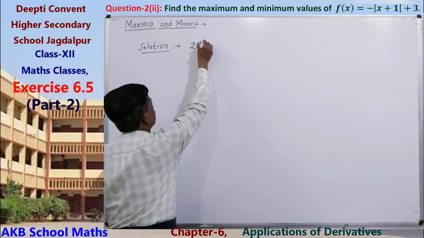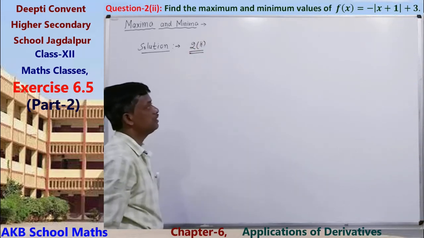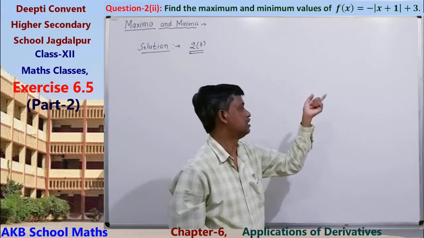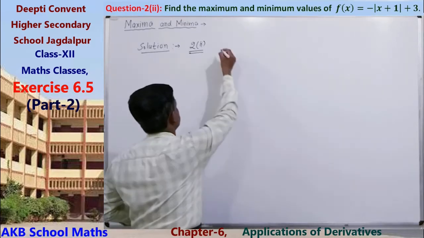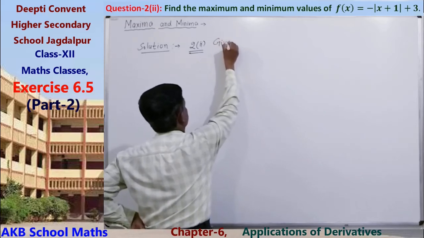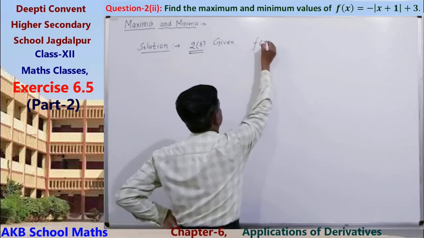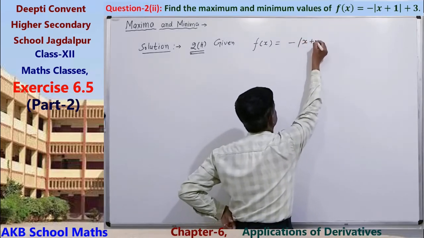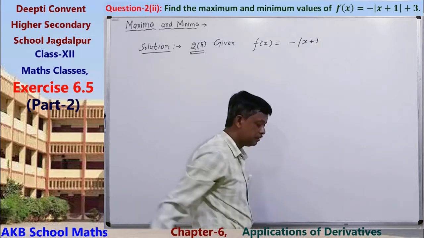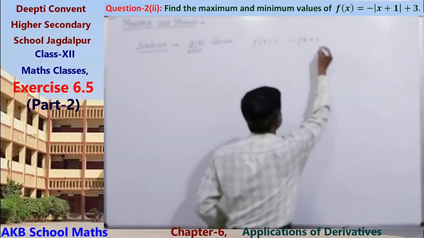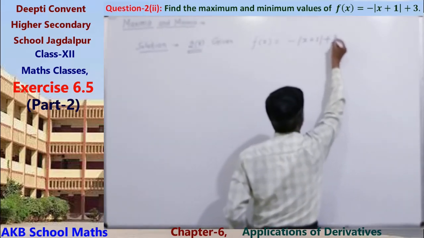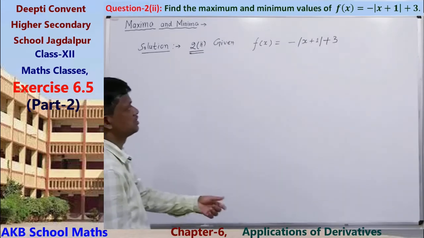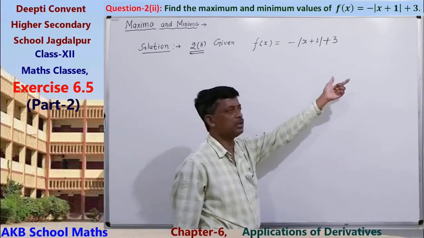Second question of the second part. Here also, find the maximum and minimum value of the function, if they exist. Now, here the given function is f(x) equals minus of mod (x plus 1) plus 3. Clear? This is the given function, and the domain contains all real numbers.